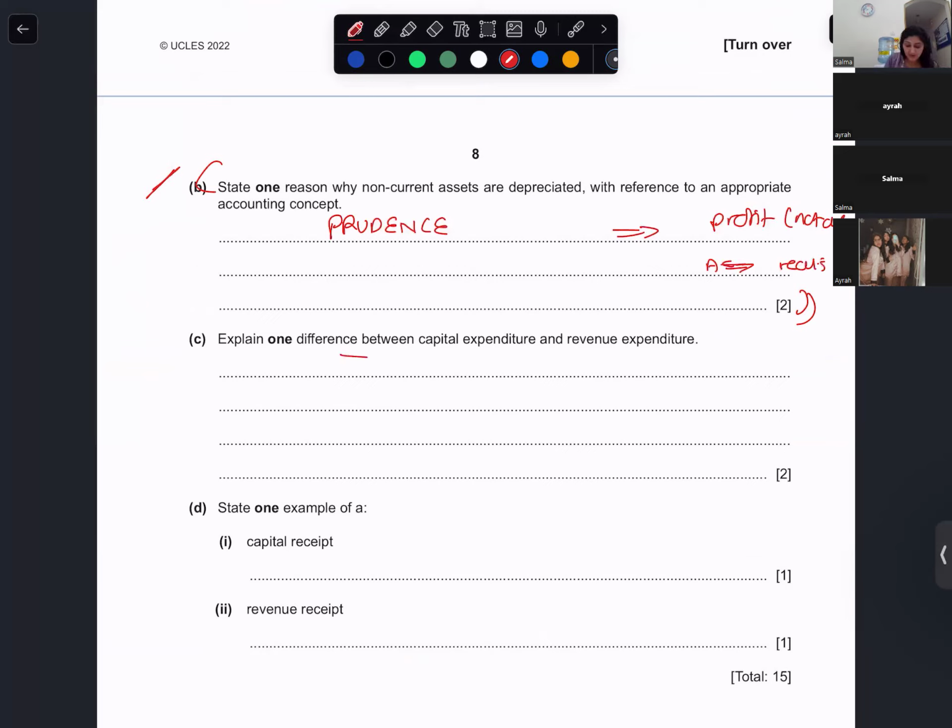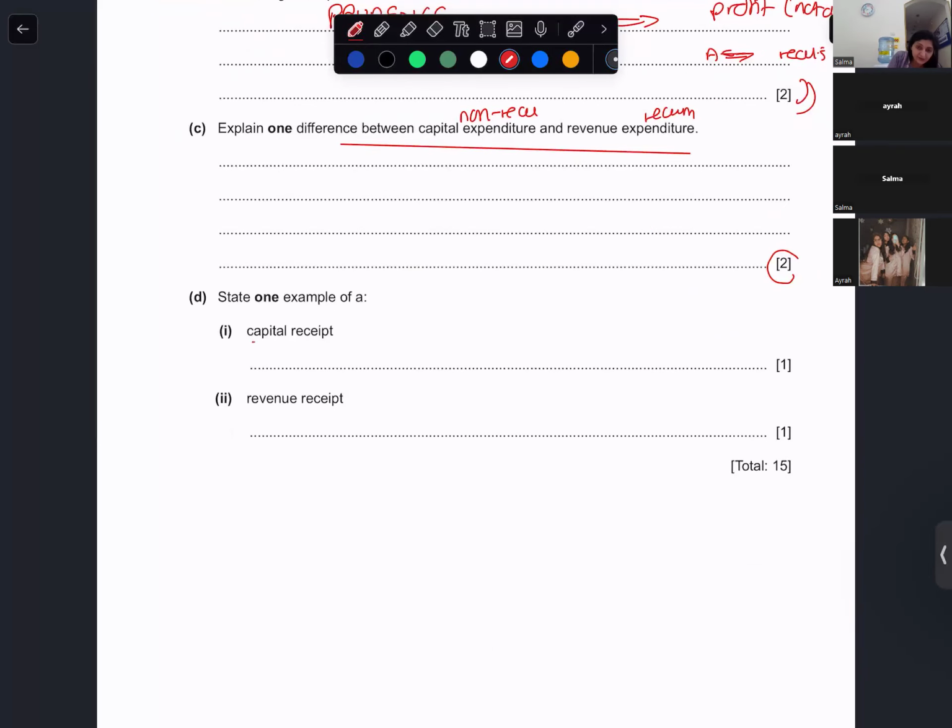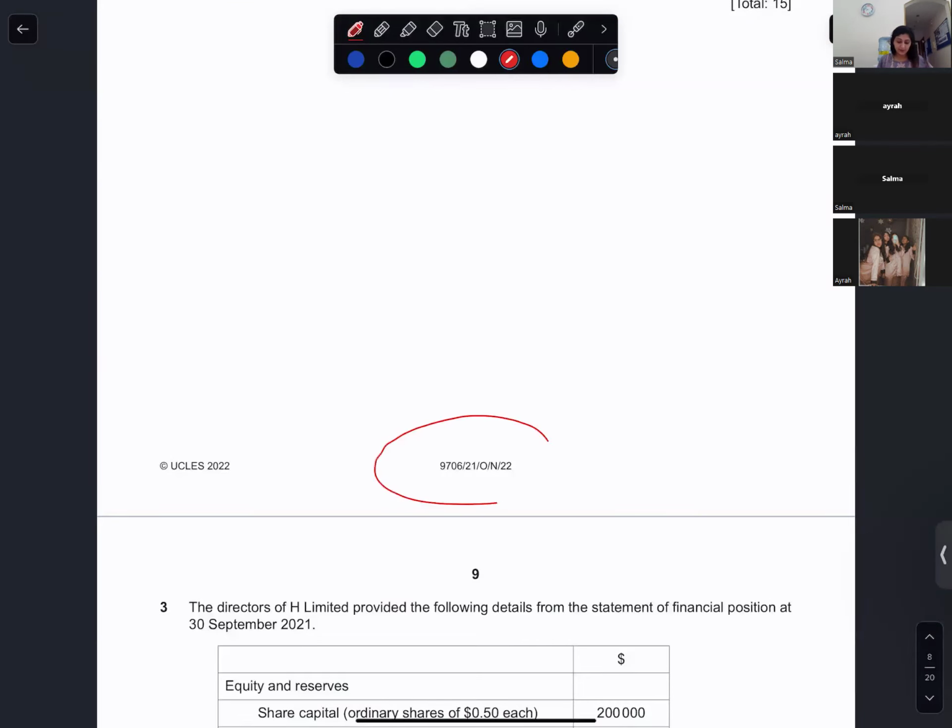Difference between a capital expenditure and a revenue expenditure. Capital expenditure does not happen on a recurring basis, and revenue expenditure happens on a recurring basis. Okay, fine. One example of a capital receipt: sale of machinery. And revenue receipt: rent received. Okay. So with this we complete October-November 2022, paper 21, question number 2, which is related to depreciation.